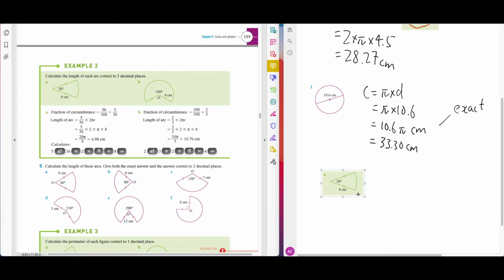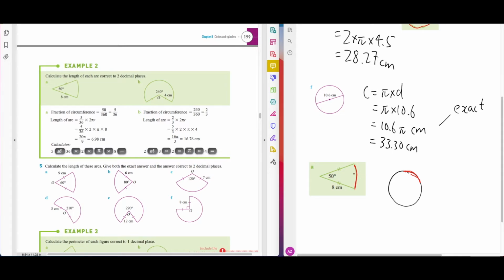Just going to copy this here. So if you still do remember from last time, if you have a circle that looks like this, an arc is basically a part of a circumference. So you can say this line, because this line is a part of the circumference, this is called an arc. So the question says calculate the length of an arc correct to 2 decimal places. So in other words, they want you to calculate this length here, right? So how do we do this?